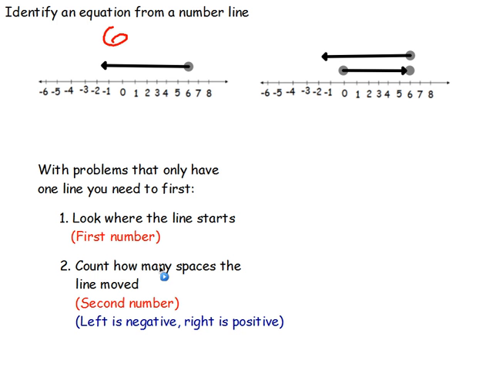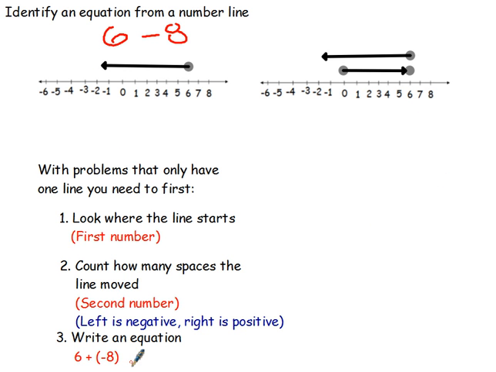All right, and then it says count how many spaces the line moved. So it moved 1, 2, 3, 4, 5, 6, 7, 8 spaces. So 8 spaces. So that's my second number. So now it says if it moved left, it's a negative. If it moved right, it's positive. So it moved left, so it's a negative. So just like over here. And then it says write your equation. So that's what we have.